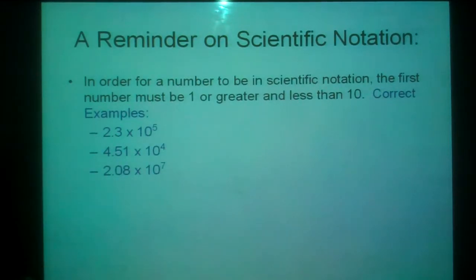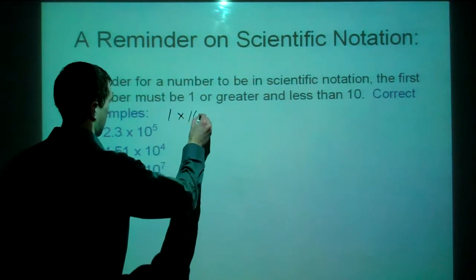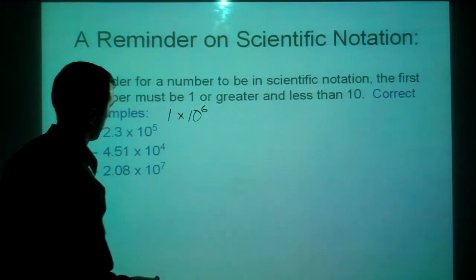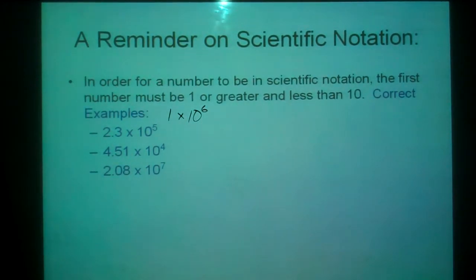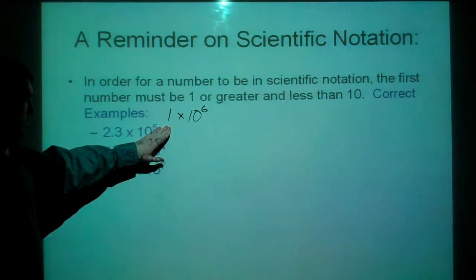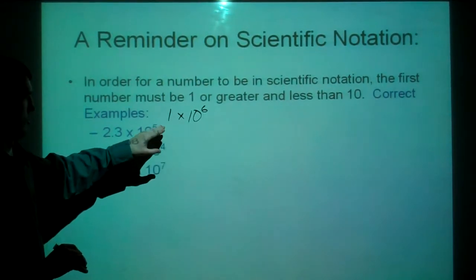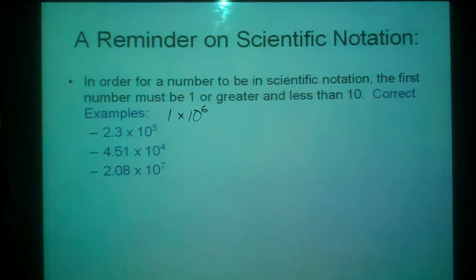So another acceptable one could be 1 times 10 to the 6th. Okay. So it can be 1 or greater, but it has to be less than 10. So we're basically looking for this first number to be 1 or greater, or anything less than 10. So here are some incorrect examples.